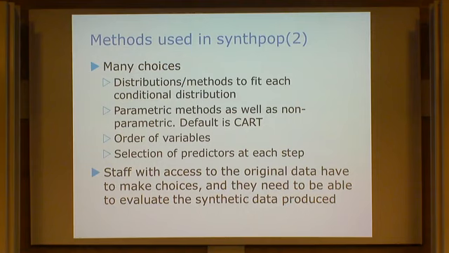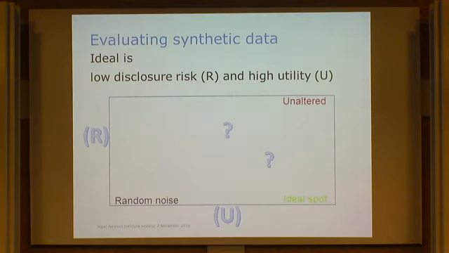And staff who have access to the original data have to make choices. They have to decide how to do it, and they have to be able to evaluate their synthetic data. So what are the parameters of the evaluation? There should be two parameters to the evaluation. One being the risk of disclosure, which we hope will be low, and the other one being the utility, which I have here on the x-axis.